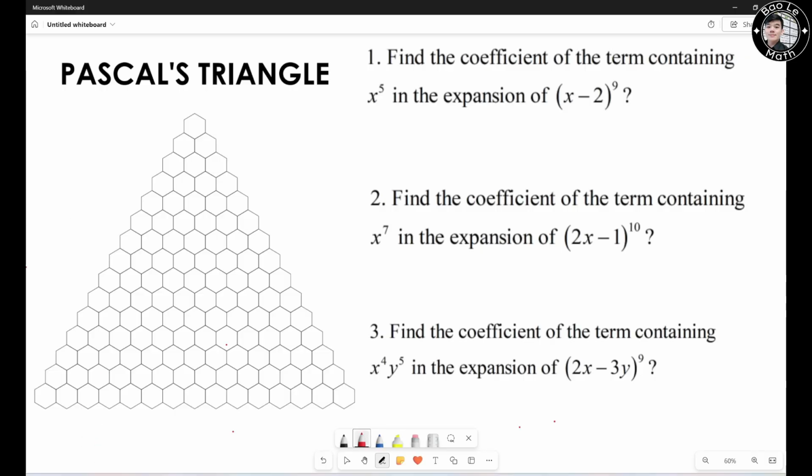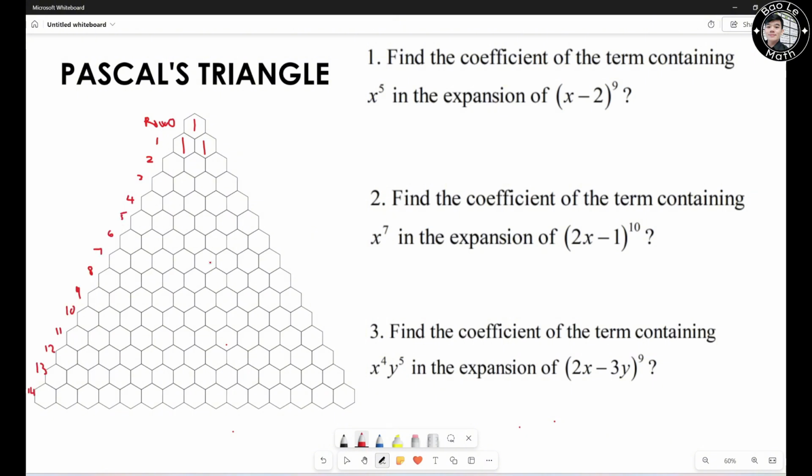Alright, so first, we're going to start from the top right here. We always put number 1 right here. Now at the bottom, we're going to put 1 on the left and 1 on the right. This is row 0. This is row number 1. This is row number 2, 3, 4, 5.